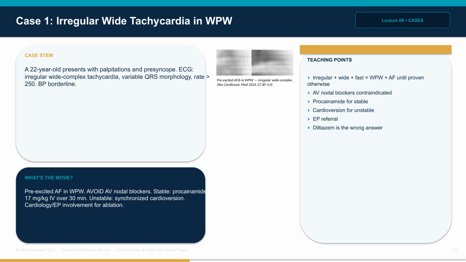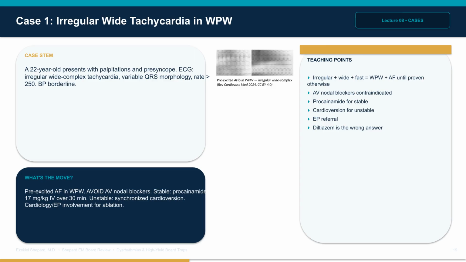Case 1. A 22-year-old presents with palpitations and presyncope. The ECG shows an irregular wide complex tachycardia with variable QRS morphology and a rate over 250. Blood pressure is borderline. This is pre-excited atrial fibrillation in WPW until proven otherwise.